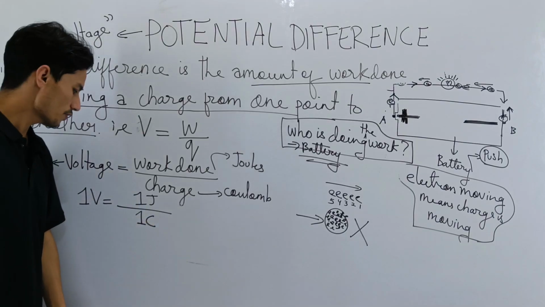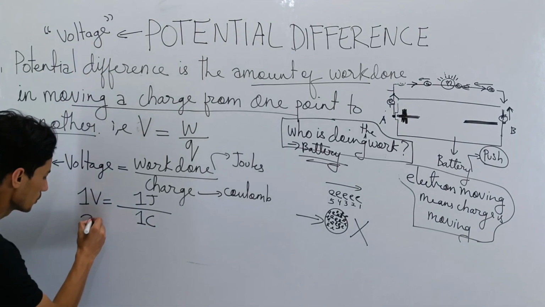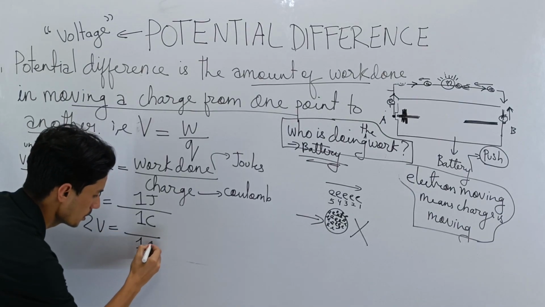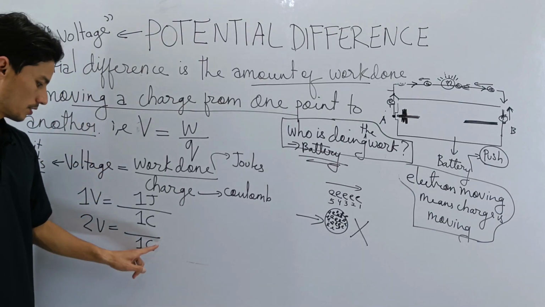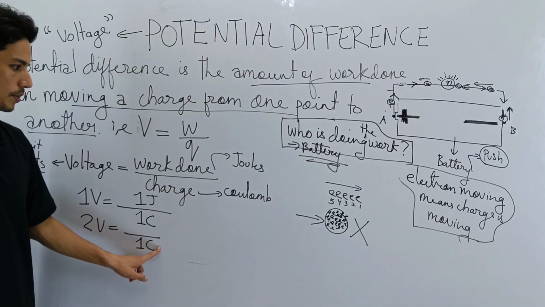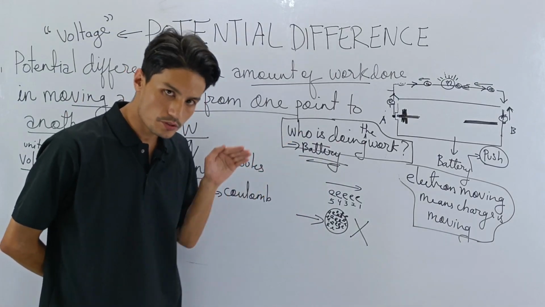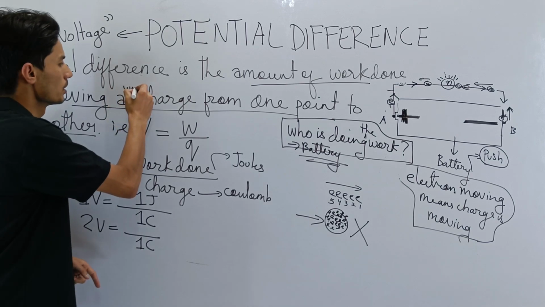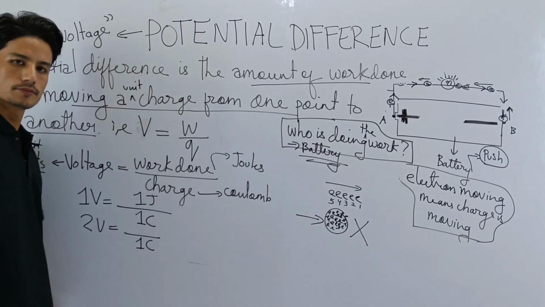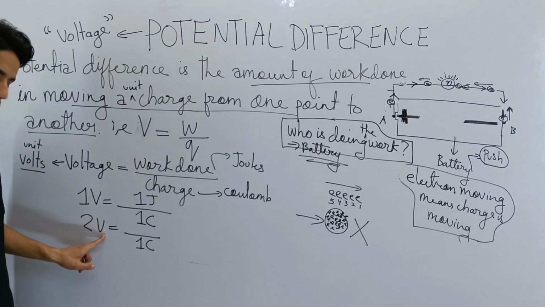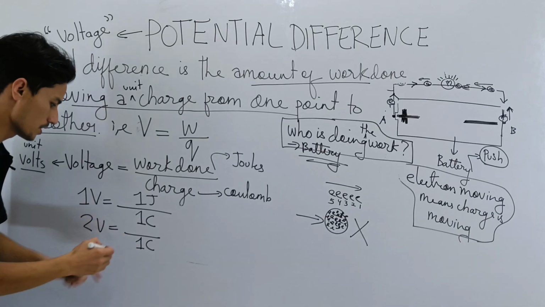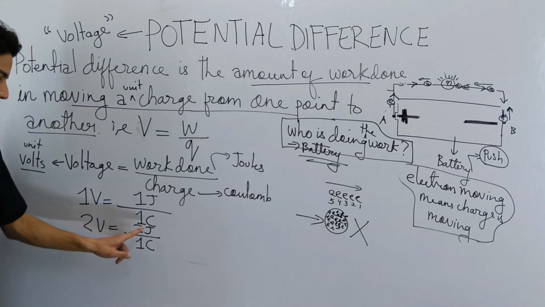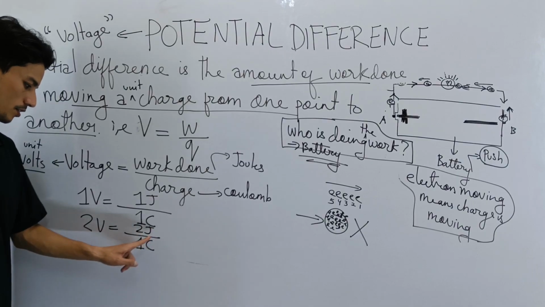Then what if I say potential difference is 2 volt? The charge will still be 1 coulomb only, because it is one electron at a time, and as per the definition, a unit charge means one charge only. So if the potential difference is 2 volt, that means 2 joules of work is done in moving 1 coulomb of charge.